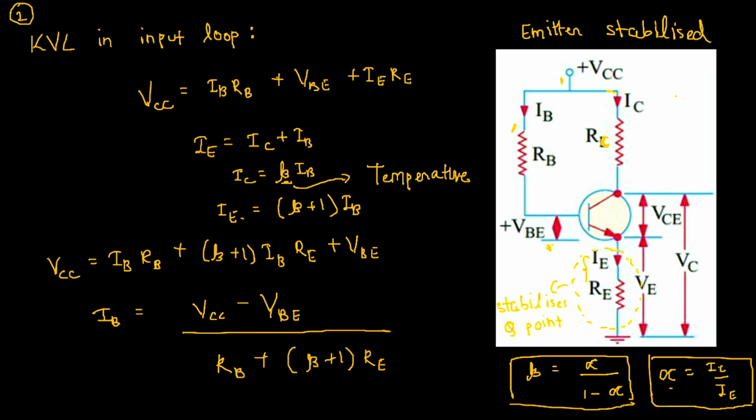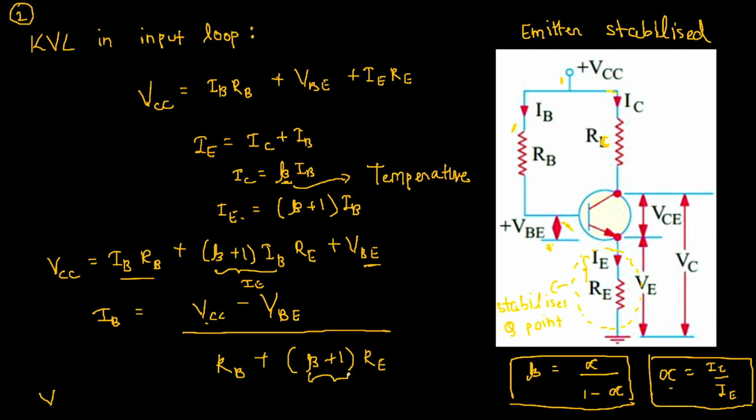Now to find out IB, let us apply KVL on the input side of the circuit. From that we'll get VCC is equal to IB into RB plus VBE plus IE into RE. And instead of IE, we can write that as (beta plus 1) into IB, which will make it easier for us to get our base current out. So from this expression, we can find out what the value of base current is, which is VCC minus VBE divided by RB plus (beta plus 1) into RE.